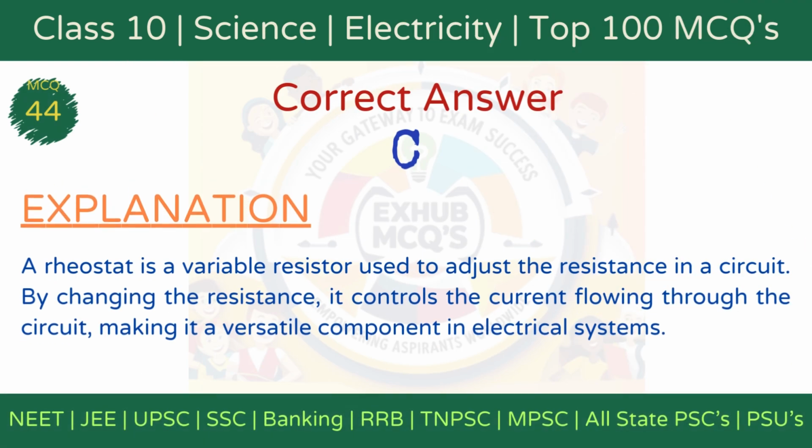The correct answer is option C, to vary resistance. Explanation: a rheostat is a variable resistor used to control the current in an electric circuit by adjusting the resistance. This allows fine-tuning of devices like lights or motors without changing the voltage.